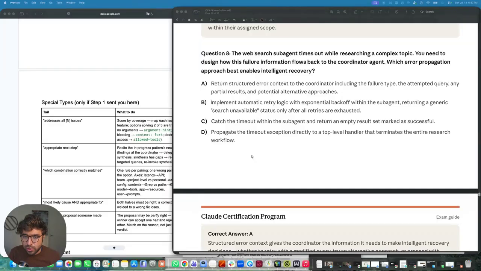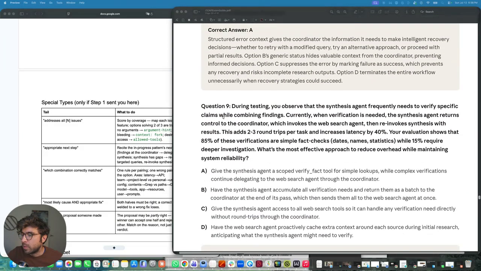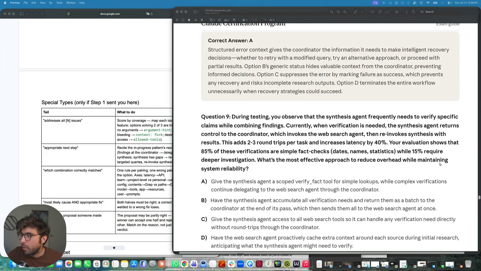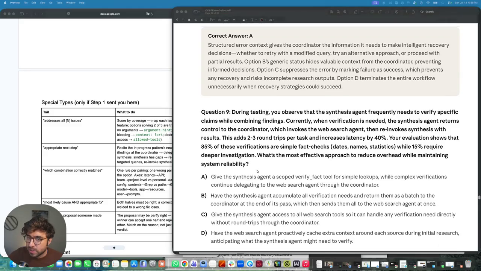So as we're scanning down to our next question, I do just want to show you for evidence's sake that this step 1 of categorization does work very well throughout all of these questions. And so we're going to do a quick rapid fire where I just show you how this categorization continues to work and hold up. So question 8, which error propagation approach best enables intelligent recovery? What do we see here? The word best. Fix. That's a best fix question. Next one down. What's the most effective approach to reduce overhead while maintaining system reliability? What is it again? Oh, you guessed it. Best fix. Like I told you, 70% of the time, these are going to be best fix questions.